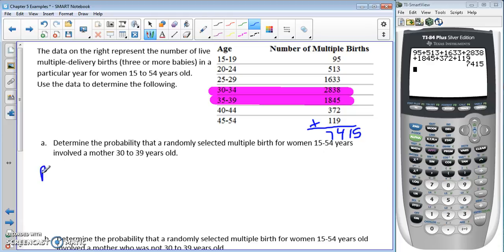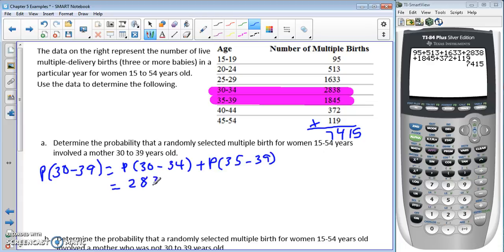So what we have here, probability of 30 to 39, so a woman can't be in the category of 30 to 34 and then 35 to 39, so these are mutually exclusive, so I don't need to worry about subtracting out the overlap, so we're just going to add those 2 probabilities together. So we have 2838 over 7415 plus 1845 over 7415. So I can just add those 2 numbers together and put that over that.